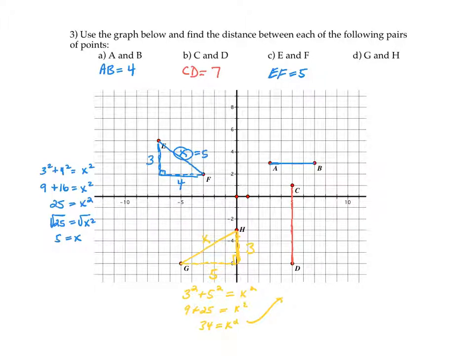All right, we have to take the square root of 34 and the square root of x squared. And in this case, the square root of 34 can't be factored or reduced in any way. So that distance between those 2 points, G and H, would just be given as the square root of 34.